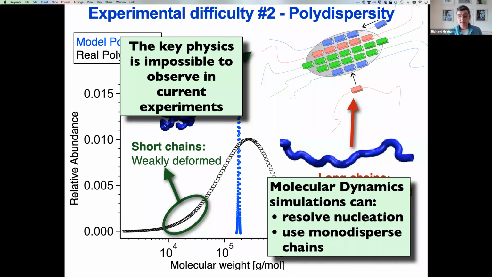And so this suggests that molecular dynamics could be a good way to step into this gap, a sort of complement to experiments. The idea being that we've got the spatial and time-based resolution to resolve nucleation. And of course, it's easy to dial in monodisperse chains in a simulation. So there's this idea that perhaps we can complement experiments by using molecular dynamics.